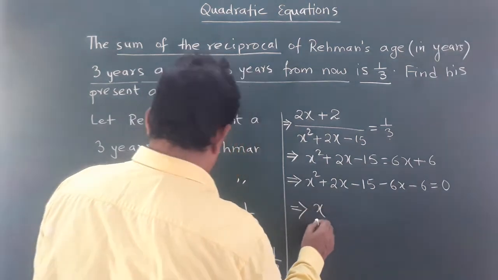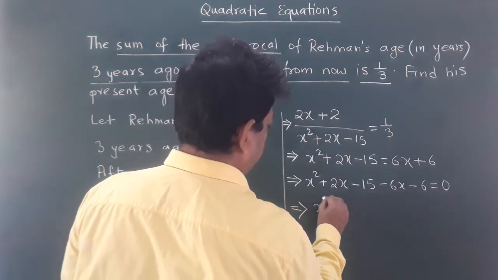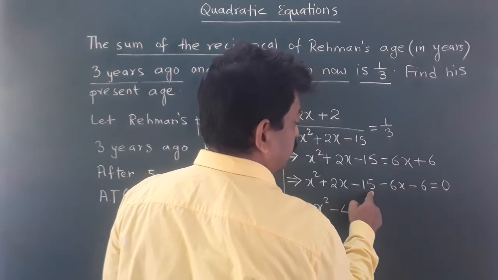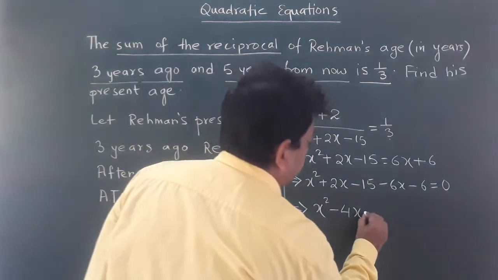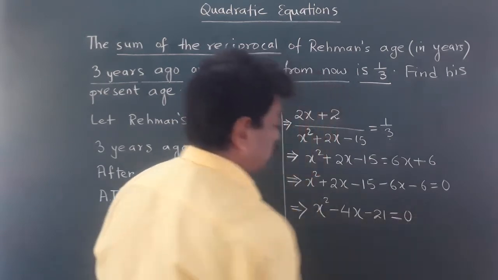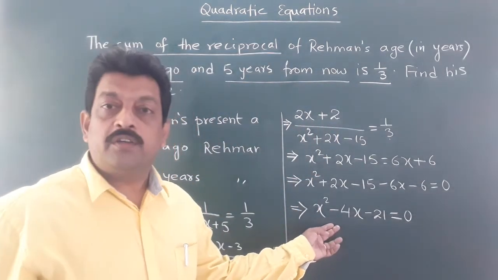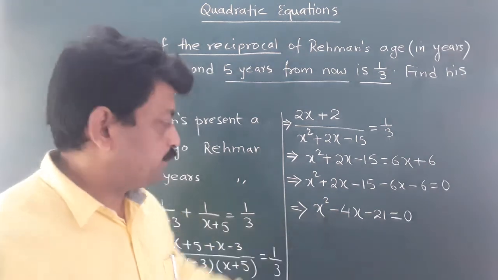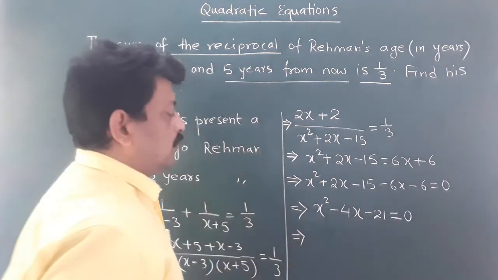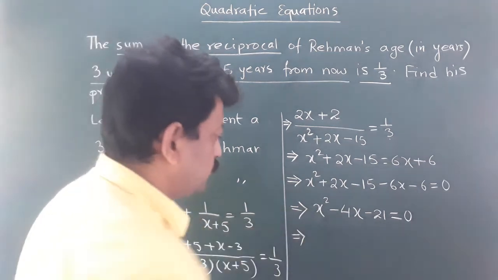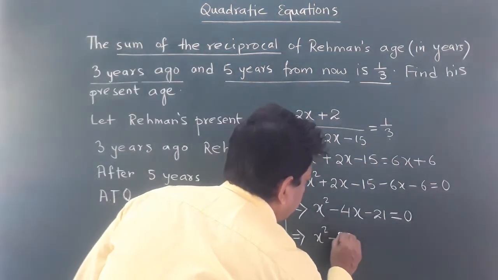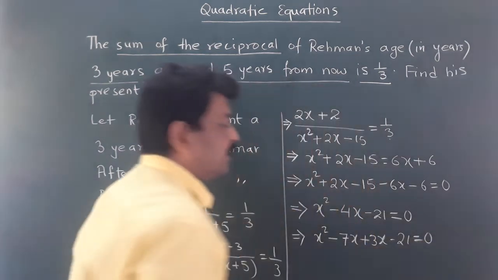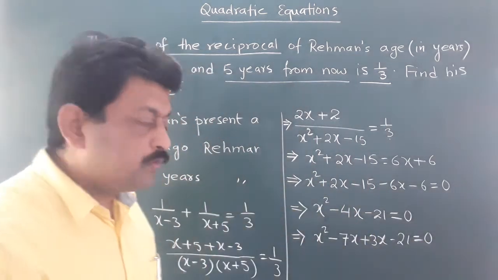So x square, 2x minus 6x is minus 4x, minus 15 minus 6 is minus 21. So here a quadratic equation is formed. Now we have to simplify this quadratic equation and find the roots. So by the method of splitting the middle term, we get x square minus 7x plus 3x minus 21 equals 0. This method of splitting the middle term is already known to you.